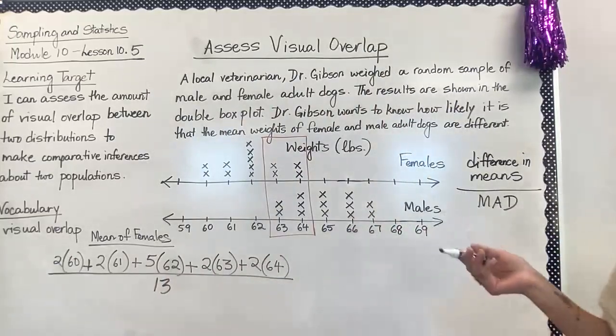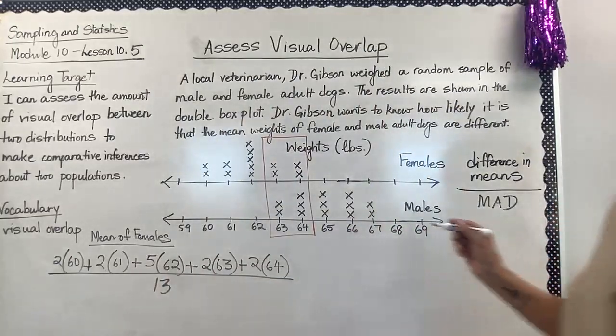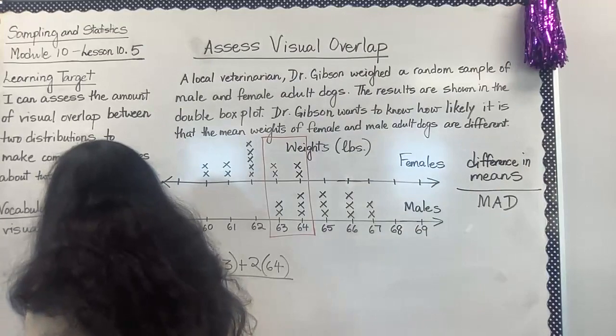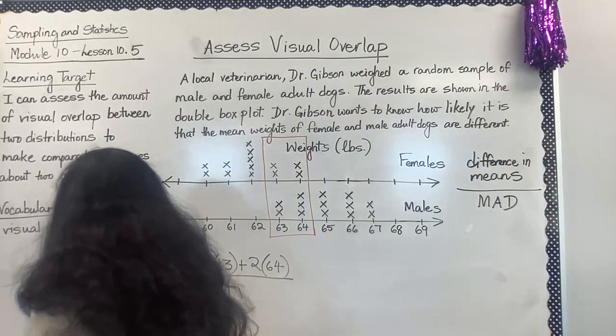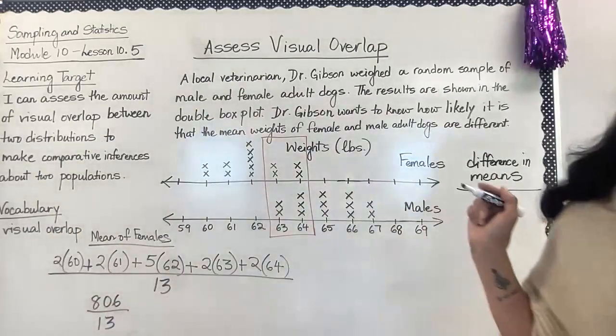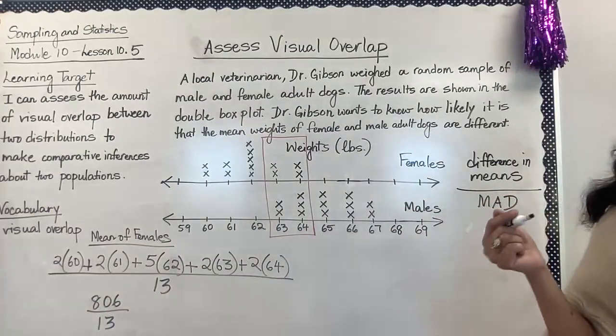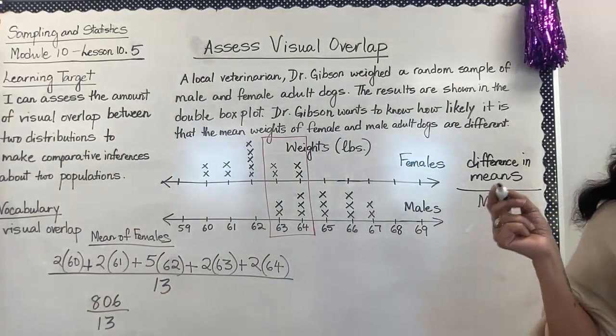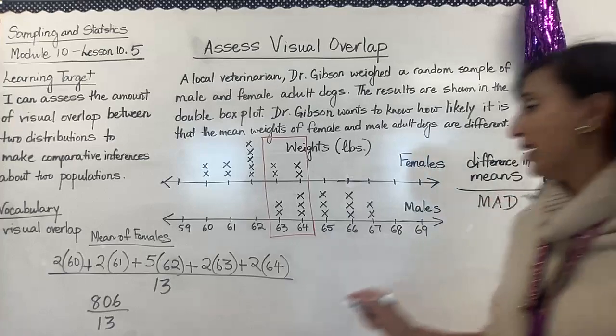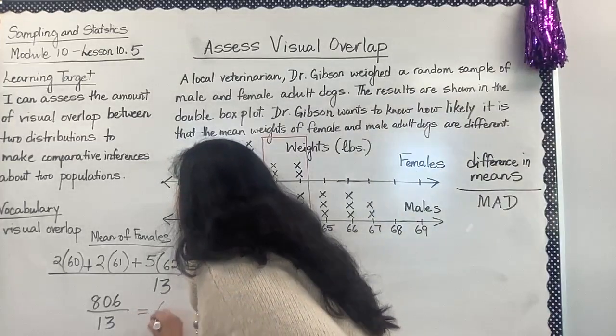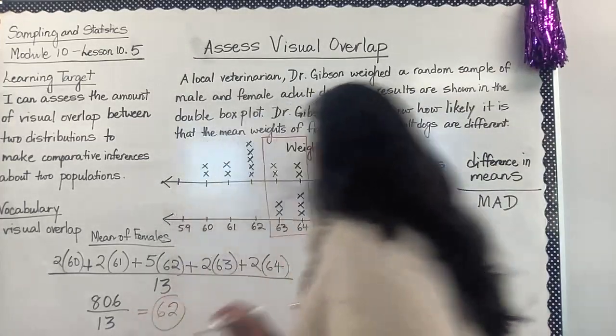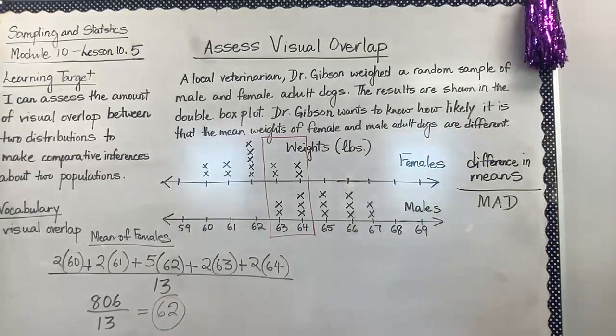When I do the calculations, after adding all the numbers on the top, multiplying and adding, I get 806 divided by 13. And so I get my mean as 62. My mean is going to be 62 for the females.